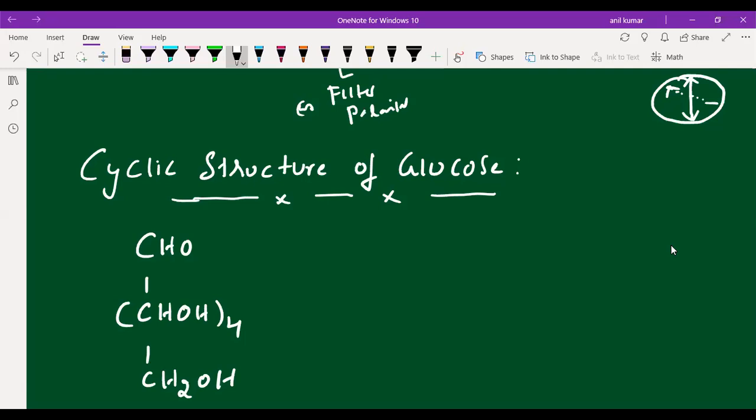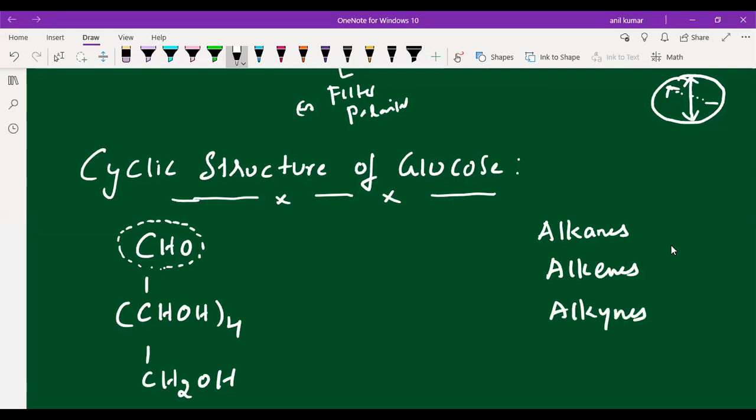So here this aldehyde group is an organic functional group. A functional group will show some characteristic phenomena, students. From first year, I will ask one question. In first year you have studied three types of organic compounds. What are those? Alkanes, alkenes, and alkynes. Alkenes have a double bond and alkynes have a triple bond.